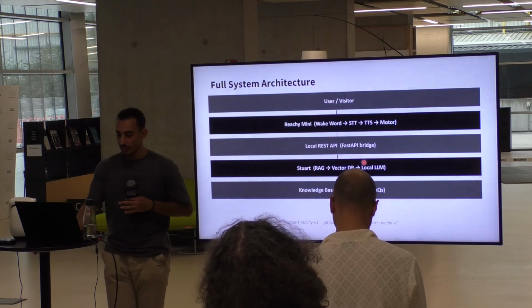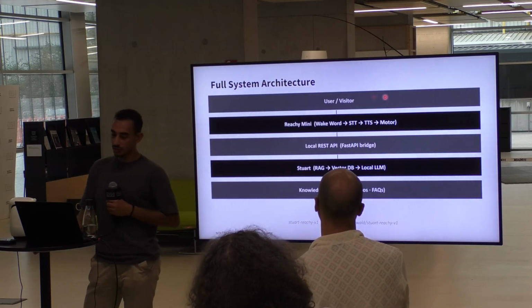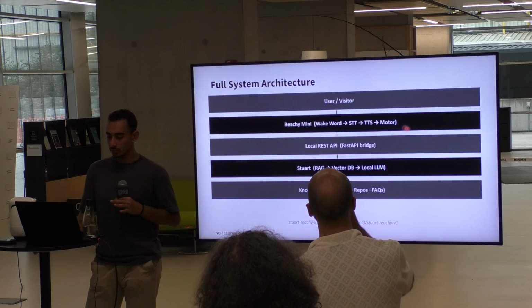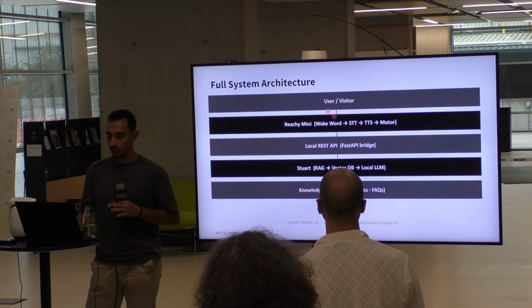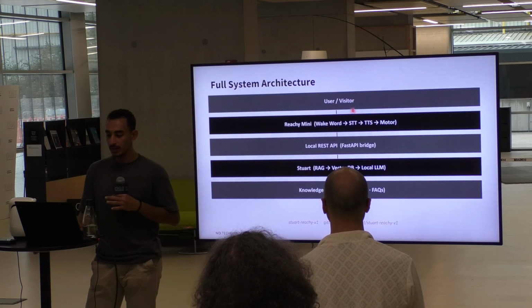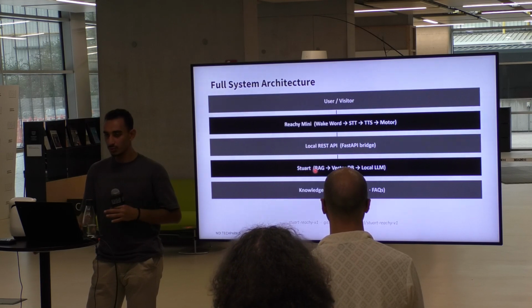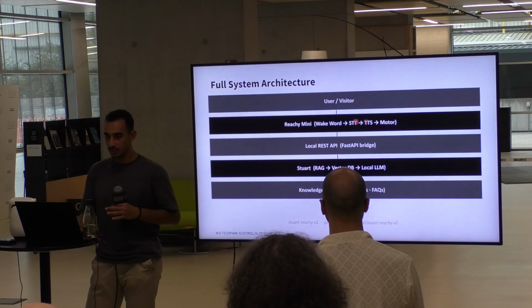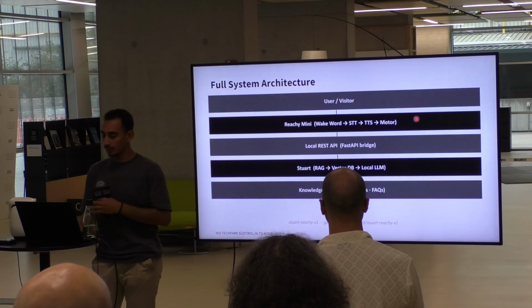Now this part is connecting the full workflow. The user is gonna come, speak with Reachy normally, and ask the question. The wake word is gonna wake Reachy to listen, and then speech to text is gonna transform this speech to text, and then it goes down to the Stuart. Now I have the text, so it does the RAG system, gets the context from the database, sends it to the LLM model, gets the answer based on that context, and returns that answer to the text-to-speech model. It's gonna convert it to speech, and the robot is gonna say the answer that it got.